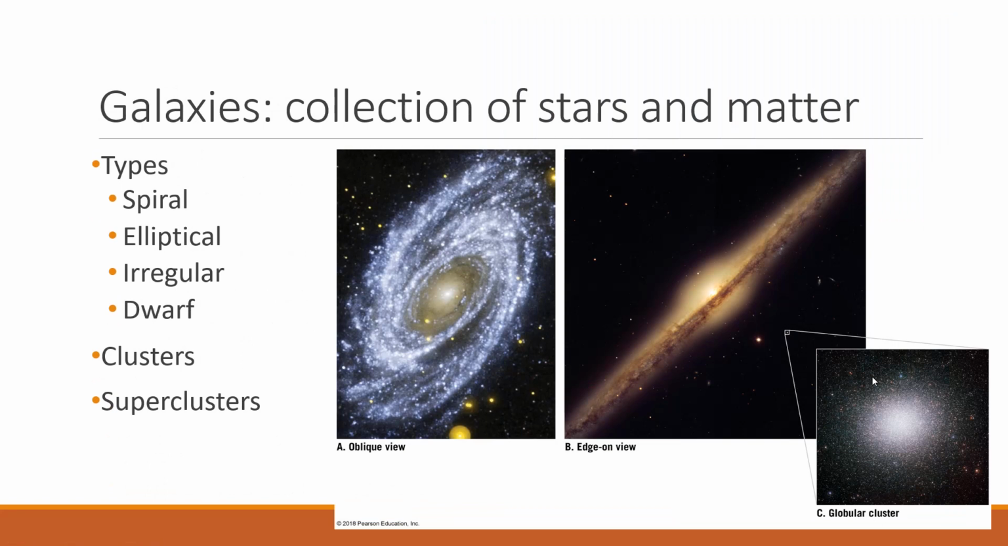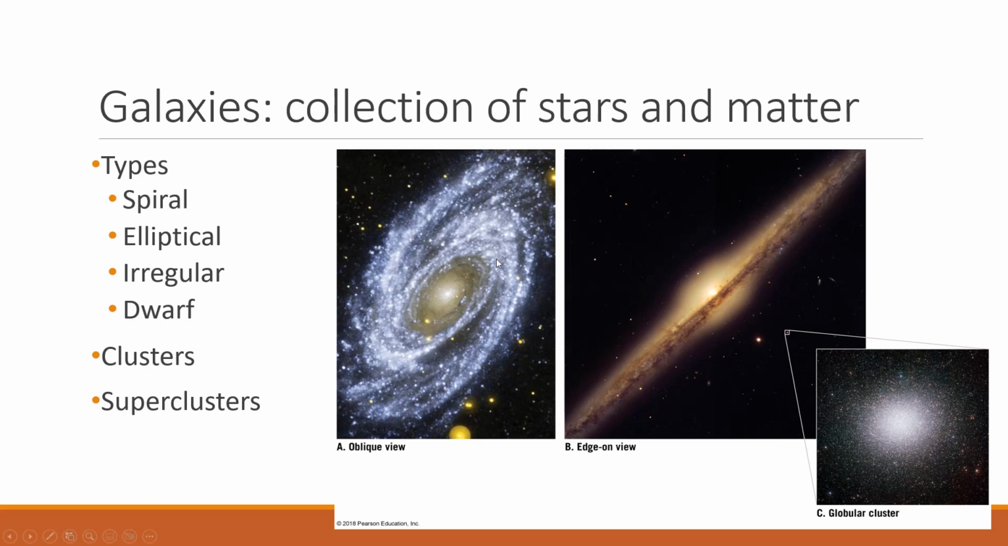So our universe is everything there is. The universe has within it galaxies. Galaxies are collections of stars and other matter. The stars tend to be in solar systems. Galaxies can be different shapes, so we can have spirals.